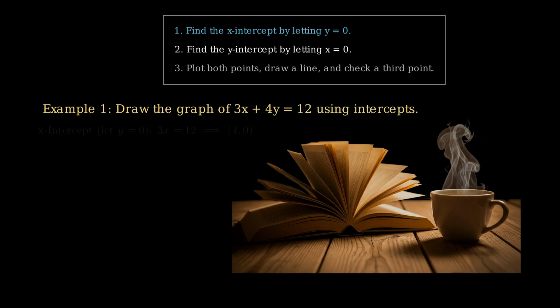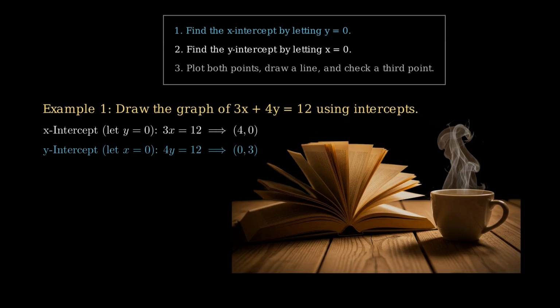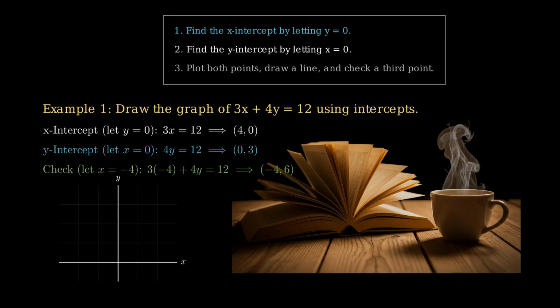Let's solve example 1. Draw the graph of 3x plus 4y equals 12 by computing the intercepts. To find the x-intercept, let y equal 0. This gives 3x equals 12, so x equals 4. Our x-intercept point is (4, 0).